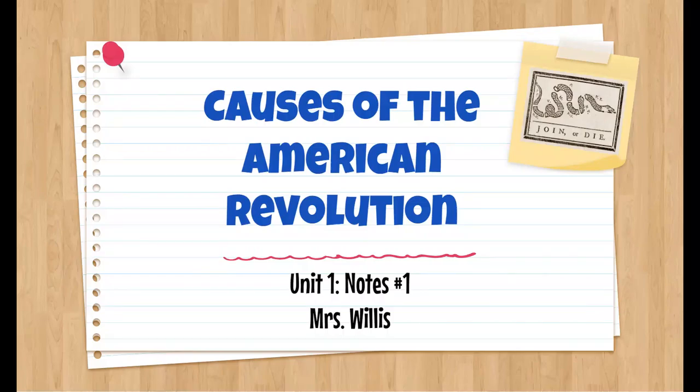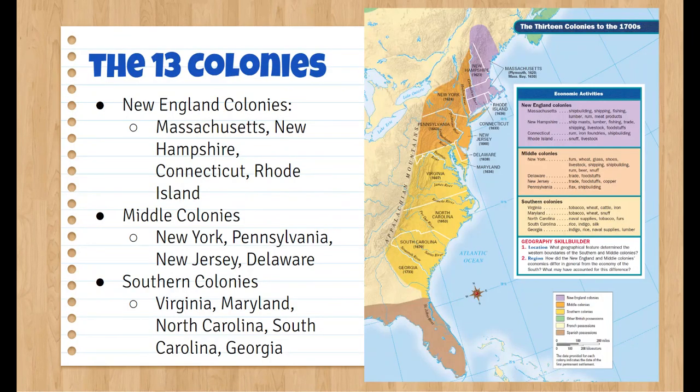Today we'll be looking at the causes of the American Revolution. So we will be starting Unit 1, and these are notes number 1. So the 13 colonies. We're going to jump right into the U.S. in the colonial phase. These colonies are all under British rule. And they're separated by region because they have some regional differences.